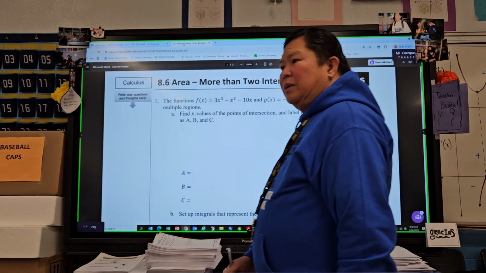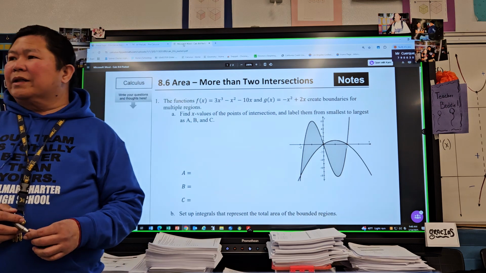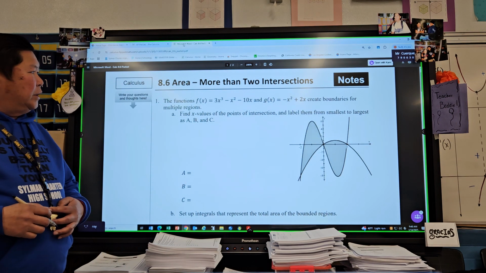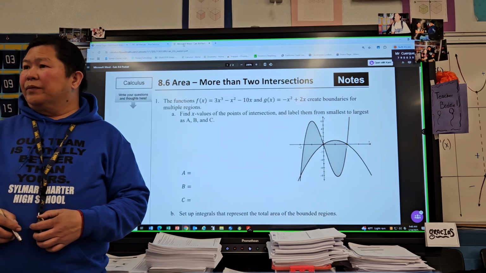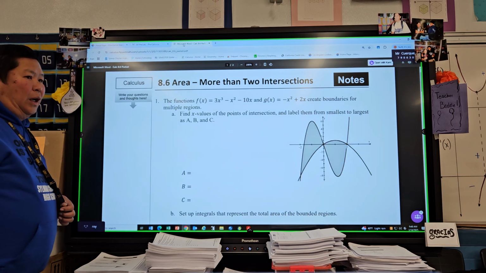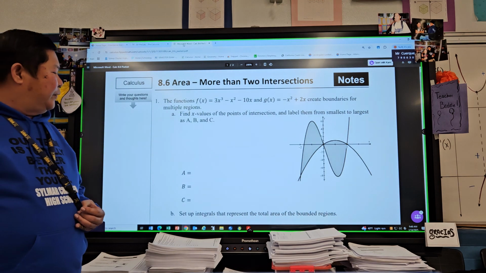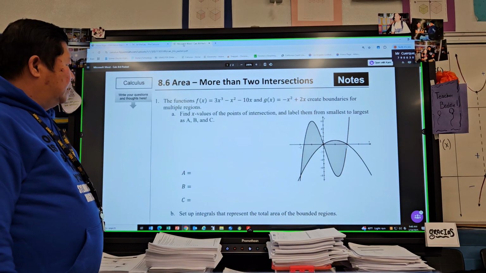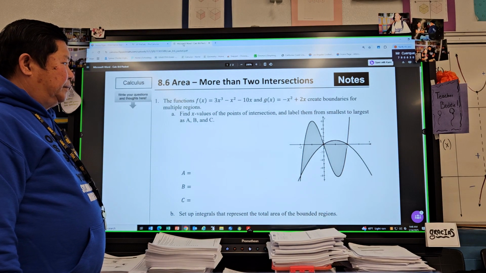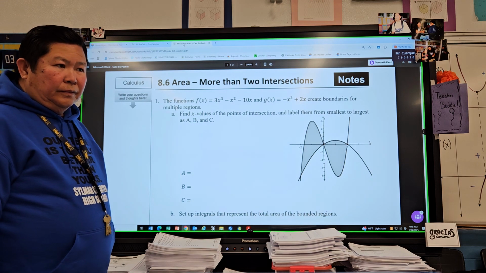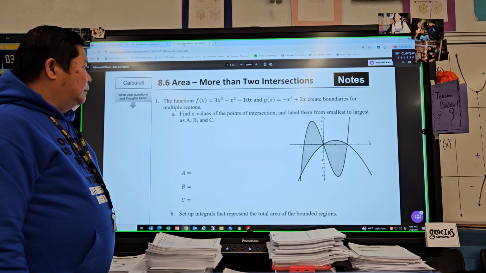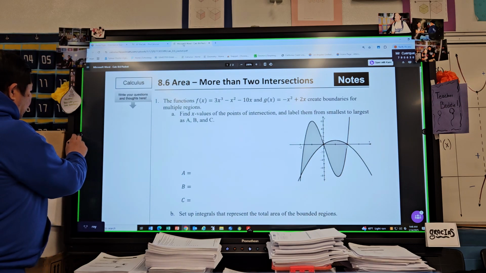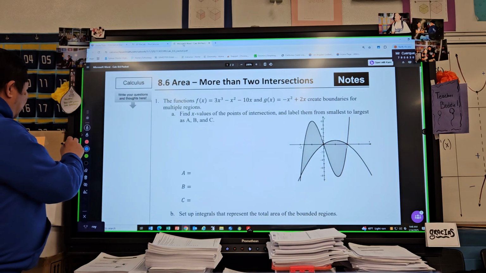Okay, welcome to AP Calculus class, and today's topic is all about area with more than two intersections. So, Sam, can you read the problem for me, please? The functions f of x equals 3x cubed minus x squared minus 10x and g of x equals negative x squared plus 2x create boundaries for multiple regions. Find x values of the points of intersection and label them from smallest to largest as a, b, and c.